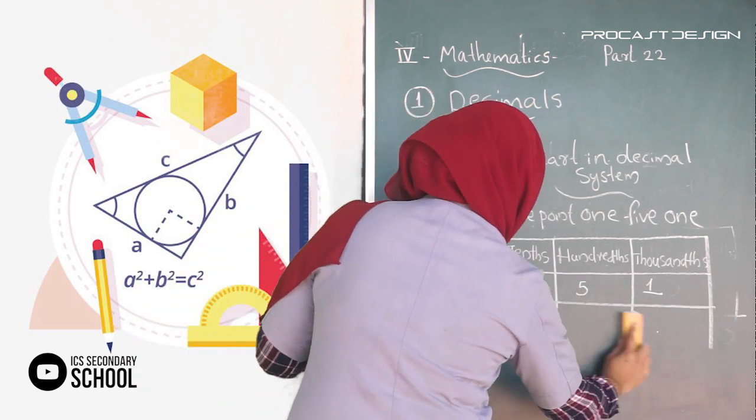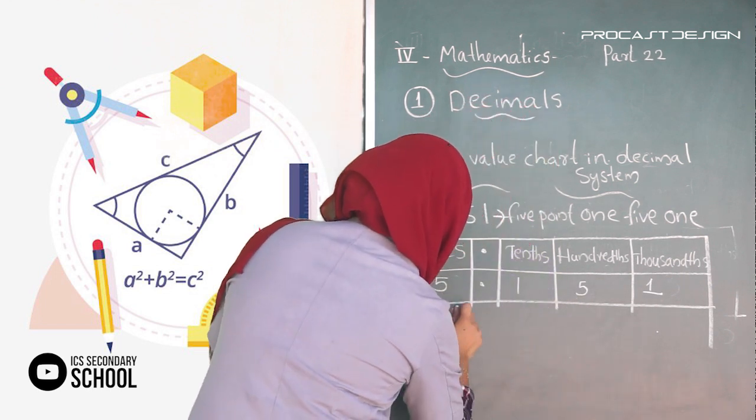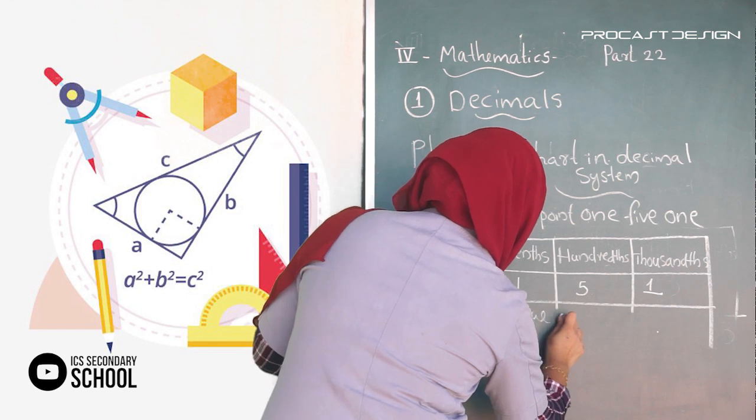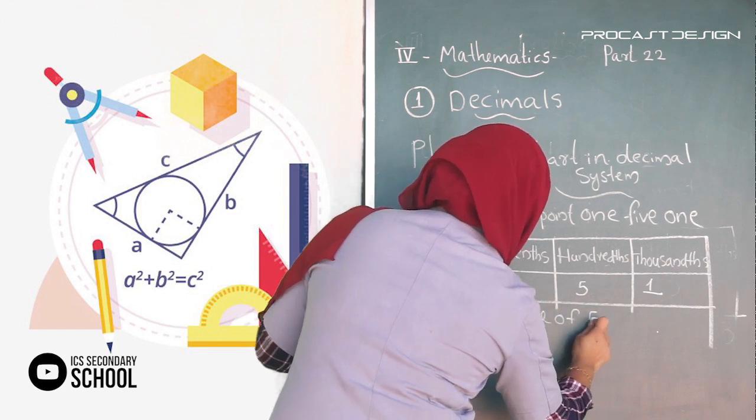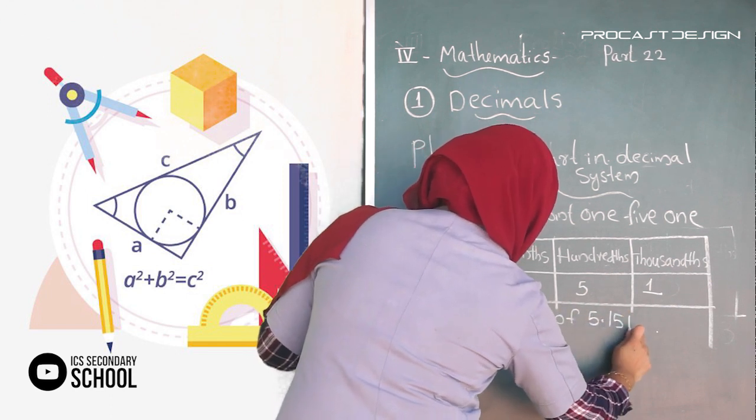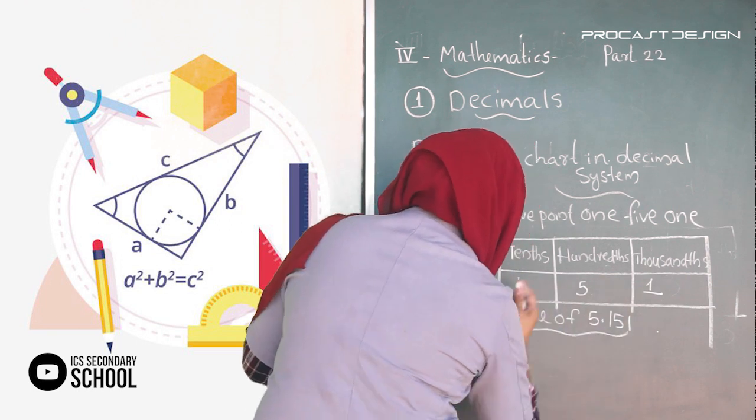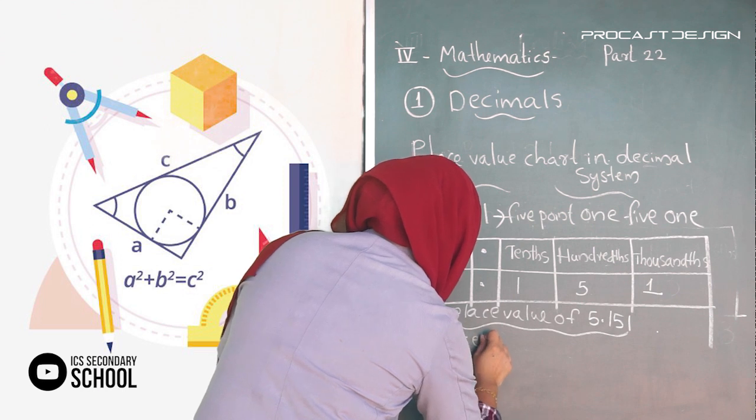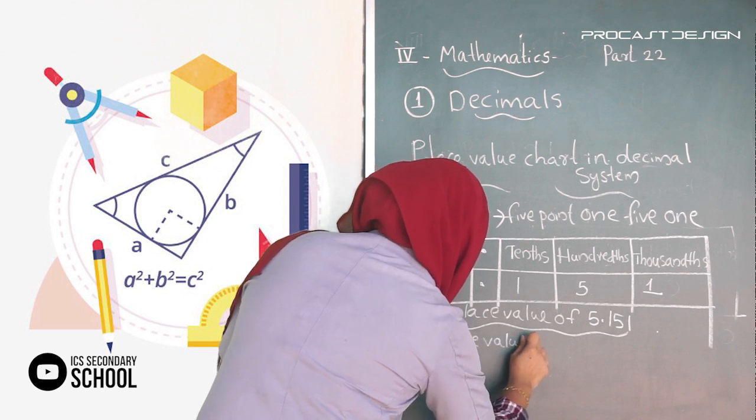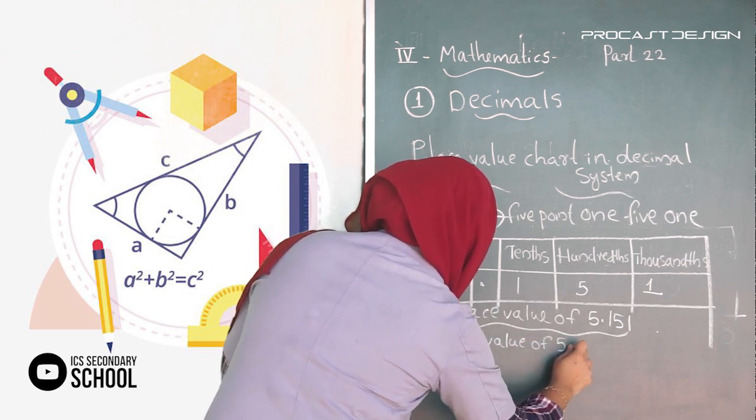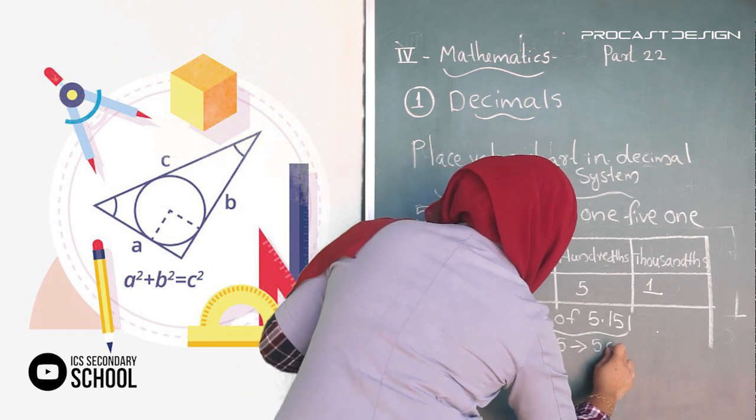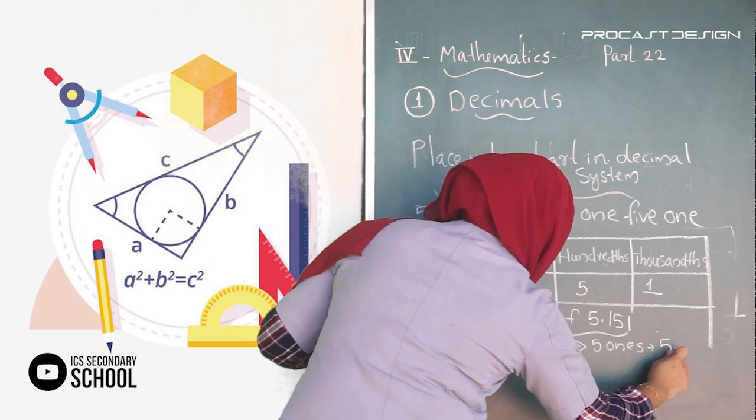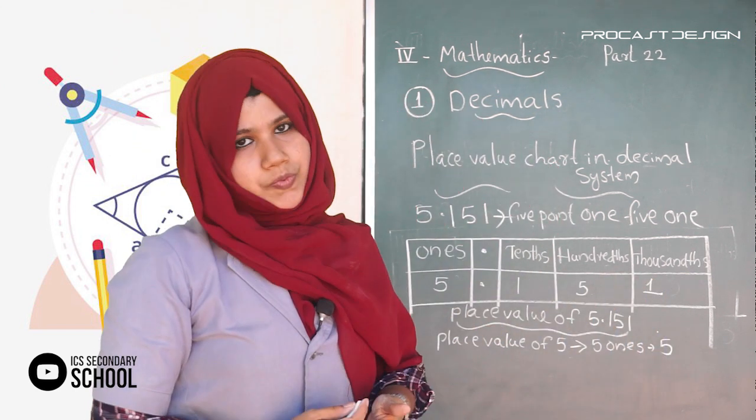Now we arrange the numbers. Next we have to write the place value. Place value of 5.151. The place value of 151. The place value of 5 means 5 ones. 5 ones means 5.